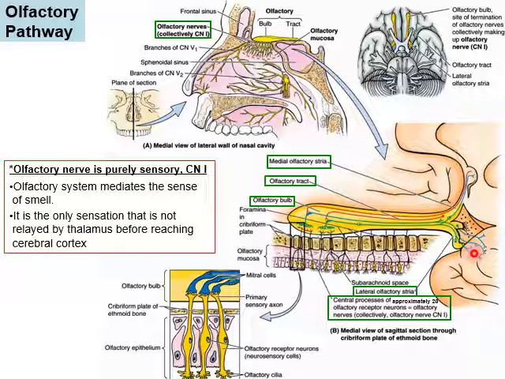Please note that the sense of olfaction and the olfactory system does not depend on the thalamus. So it's not using the thalamus as a relay before reaching the cerebral cortex. It's the only sensation that is directly conducted from the sensory pathway to reach directly to the cerebral cortex without passing through the thalamus.